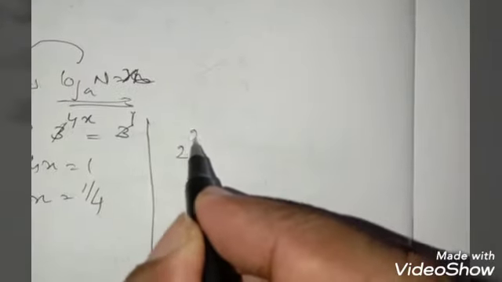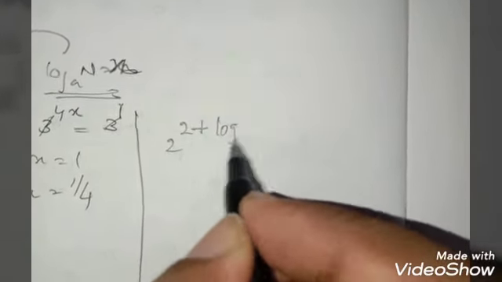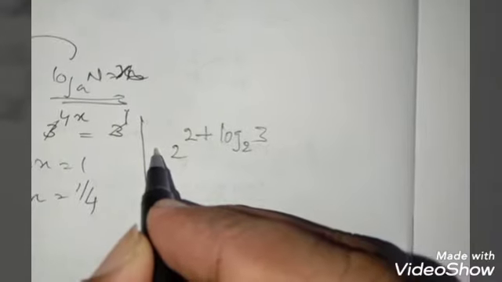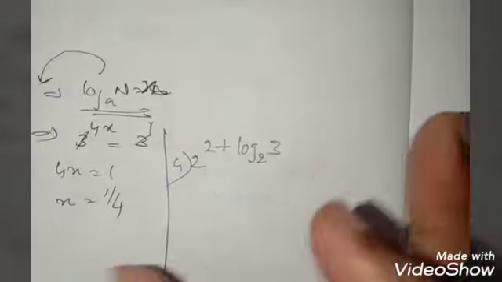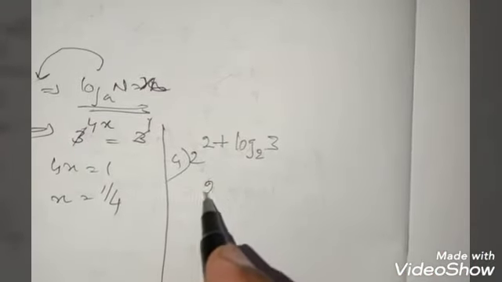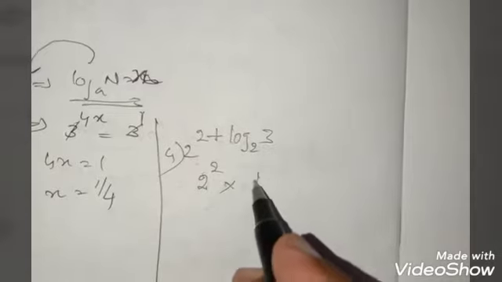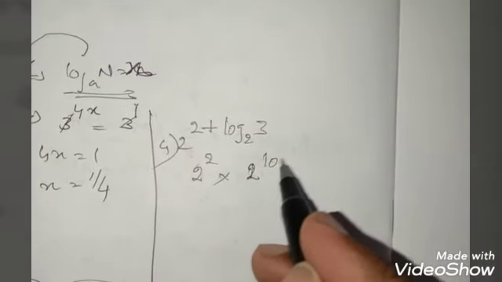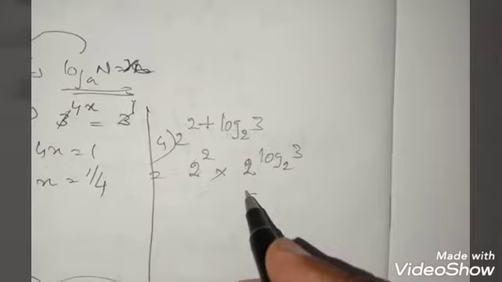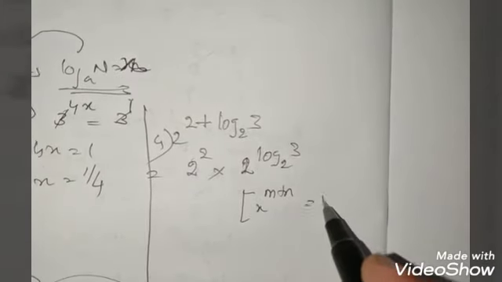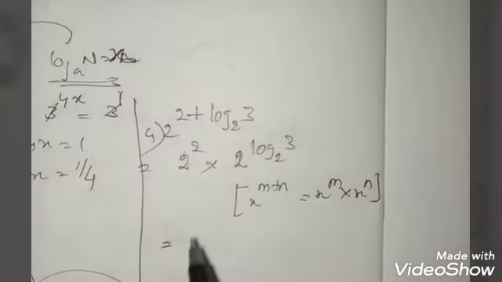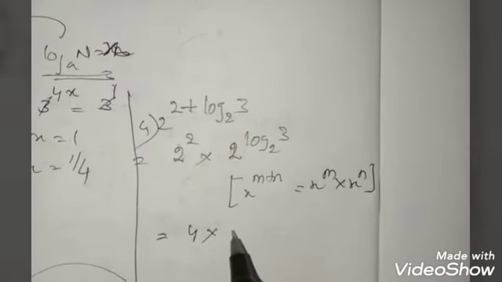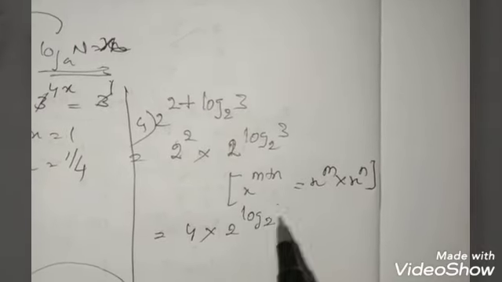Now if I take another example, that is 2 to the power of 2 plus log base 2 of 3. Right, this fourth one. Now how to solve this one? To solve this, just expand it, split your term. You can write this as 2 to the power of 2 into 2 to the power of log base 2 of 3. As per your formula, x to the power of m plus n, we can write as x to the power of m into x to the power of n. So based on that, 2 squared is nothing but 4, into 2 to the power of log base 2 of 3.